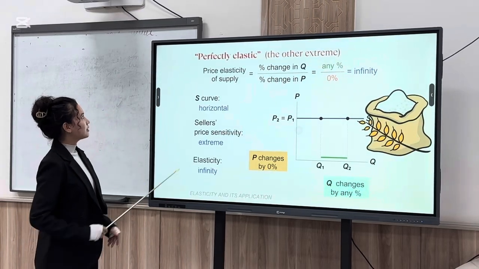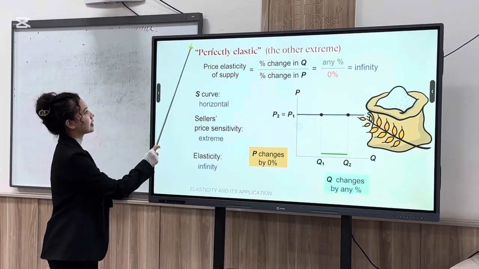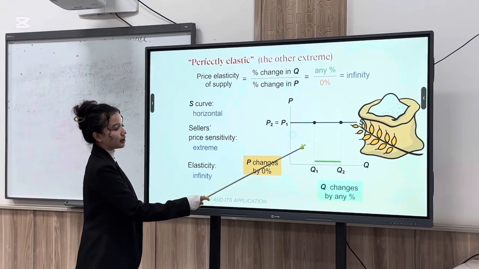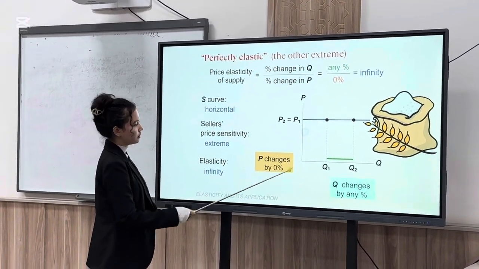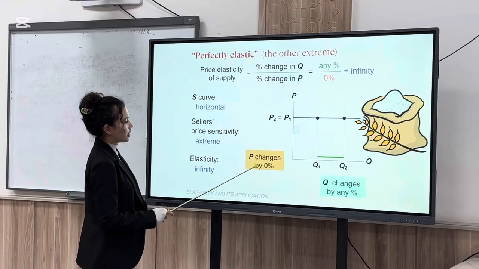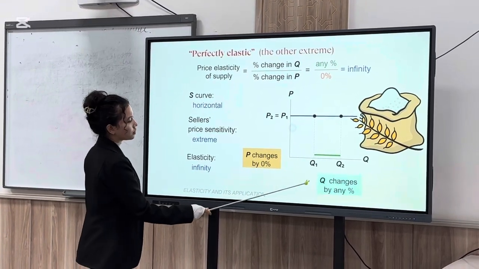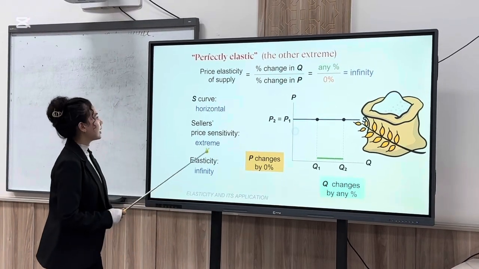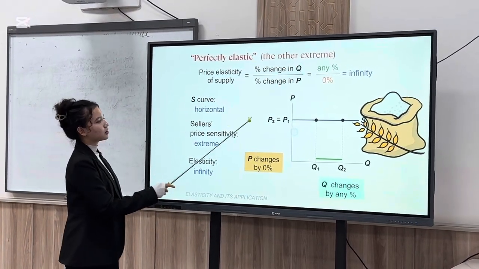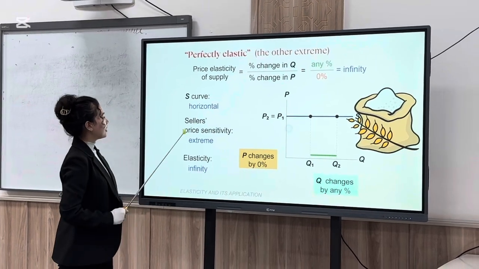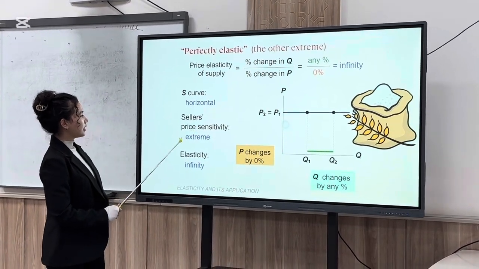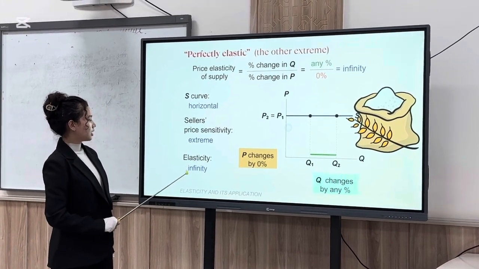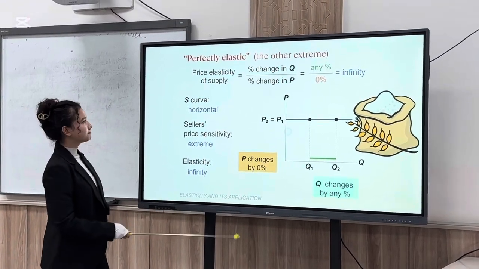The last one is perfectly elastic supply. We can take wheat, a farm production, as an example. Price changes by 0% and quantity supplied changes by any percent. It means that the supply curve is horizontal and the seller's price sensitivity is infinite. As a result, elasticity equals infinity.